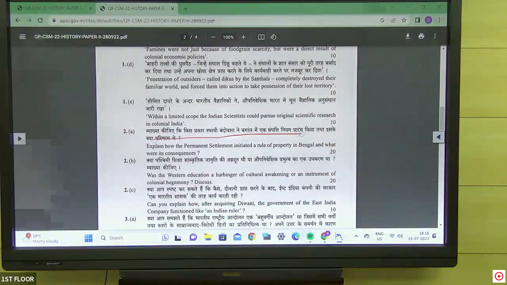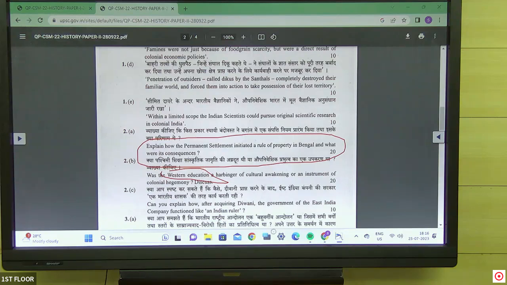What is the 2B? Permanent Settlement. And the third is what? Western education. The topic here is different: Western education, the English language system. There we studied Charles Wood. How was the Western education system introduced? In 1835, who introduced the Western education system? Macaulay. After that, some commissions. That's all. Then you have to analyse: Western education system, a harbinger of cultural awakening or an instrument of colonial hegemony. Two views: Western education led to socio-religious reform and cultural awakening, or it is an instrument of hegemony. Hegemony is imperialism. British imperialism is good for us through social reformation. This is the answer.